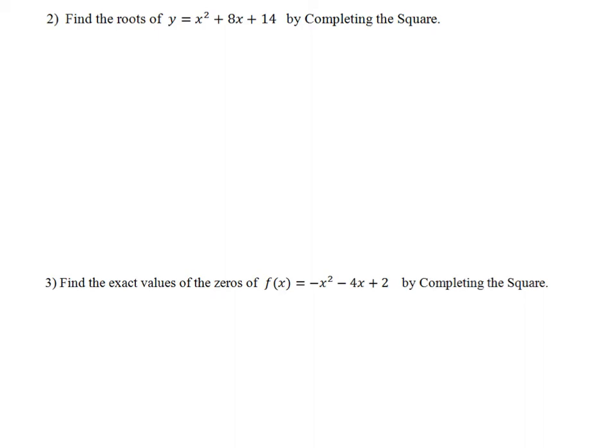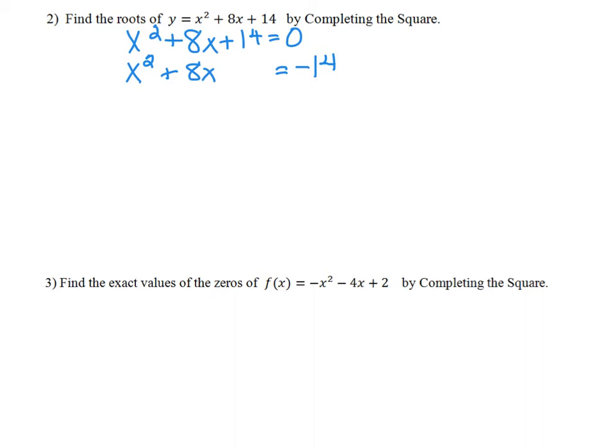Let's find the roots of exercise number 2, y equals x squared plus 8x plus 14, also by completing the square. So first of all, we're going to take our x squared plus 8x plus 14 and set it equal to 0. Next step, we want to move that constant over to the other side of the equation. And while we're doing that, we want to leave a space because we know that we're going to have to add a constant to both sides of the equation.